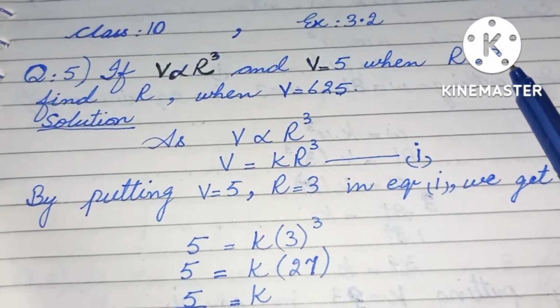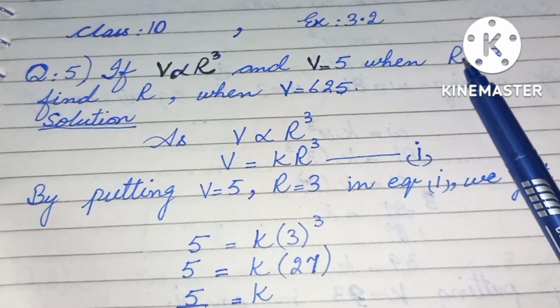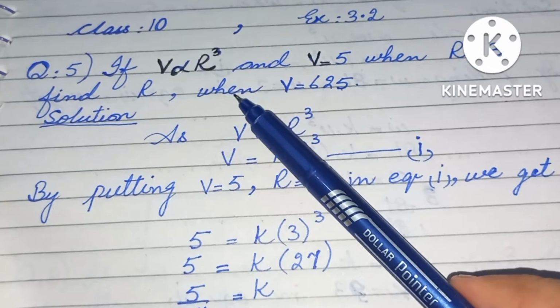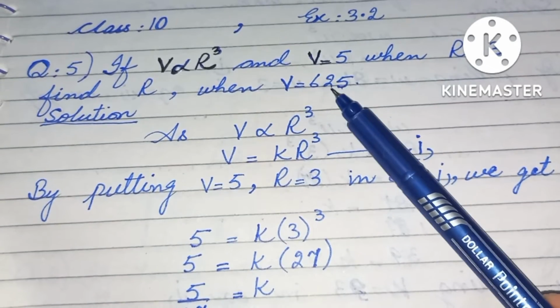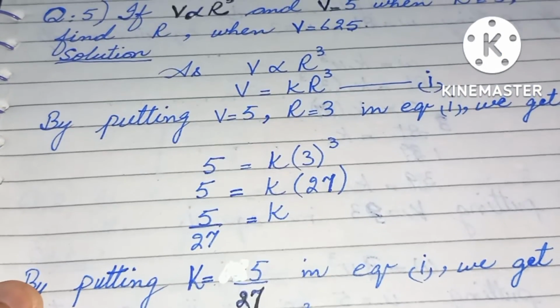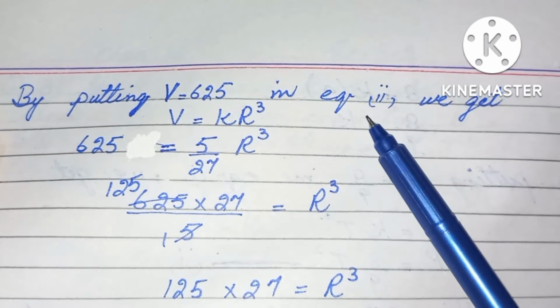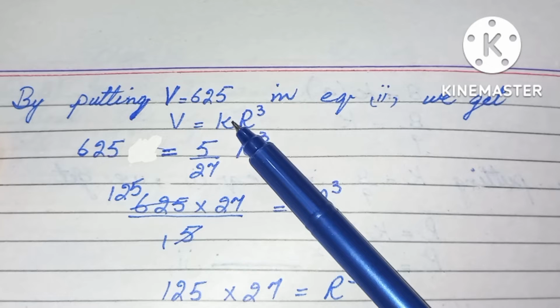यहाँ तक हम क्वेश्चन को सॉल्व कर चुके हैं. V की वैल्यू, R की वैल्यू पुट करके हमने K की वैल्यू फाइंड की. Now we will find the value of R by putting V is equal to 625 in equation 2. Now by putting V is equal to 625 in equation 2, we get V equals to K R cube.